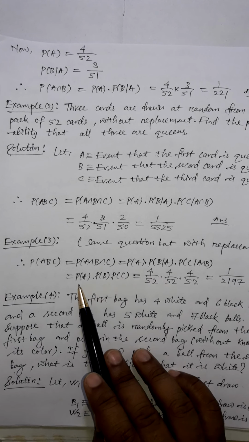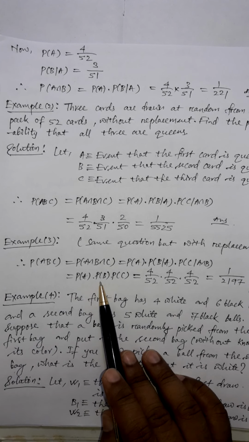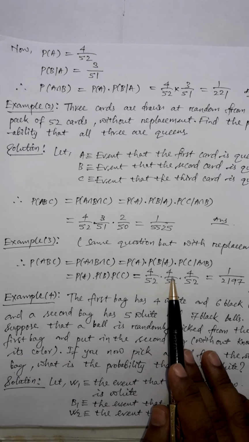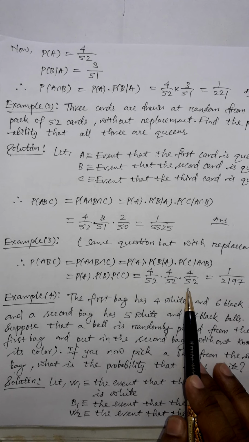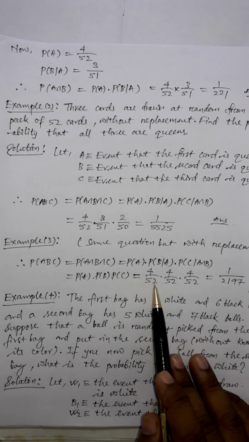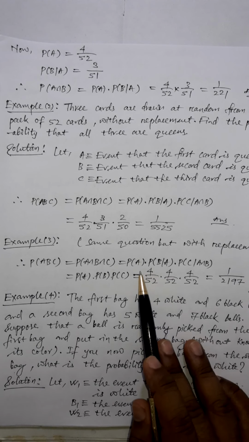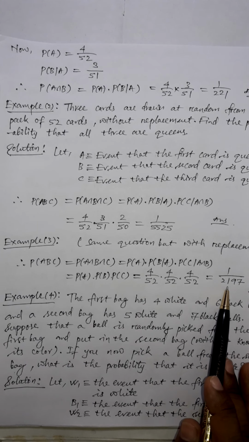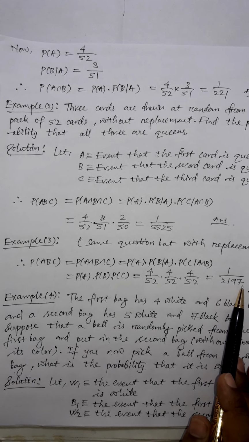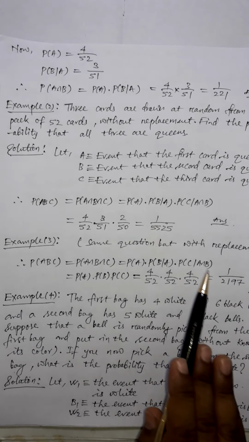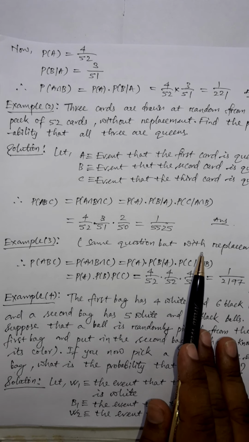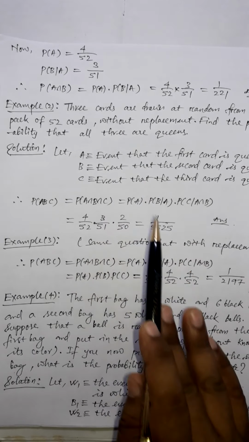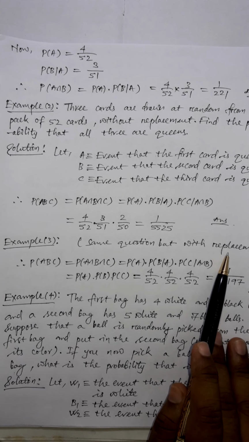So it will be probability of A multiplied with probability of B multiplied with probability of C, that is 4 by 52 multiplied with 4 by 52 and multiplied by 4 by 52. Always the number of cards will be 52 in each draw and the number of queens will always remain 4. So after calculating, we will get the result as 1 by 2197. So you can see the answer is changing in both the questions only with the method: here we are choosing the card without replacement and here we are drawing the card with replacement.